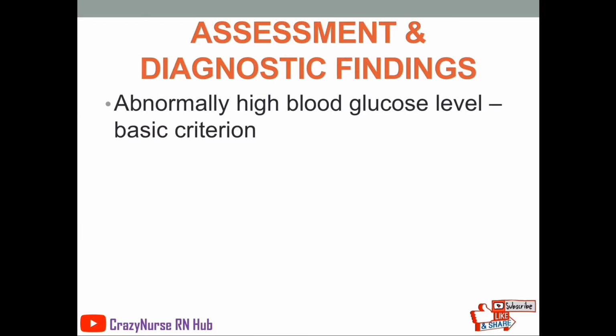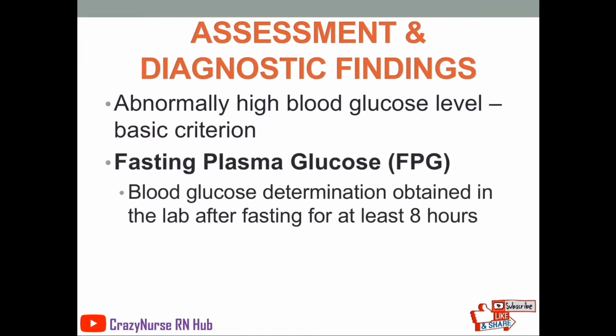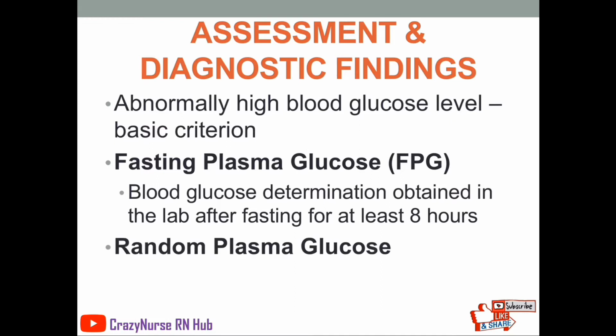For the assessment and diagnostic findings, patients with diabetes have abnormally high blood glucose level, and this is the basic criterion in diagnosing diabetes. We also have fasting plasma glucose. It is a blood glucose determination obtained in the laboratory after fasting for at least 8 hours. We also have random plasma glucose and 2-hour post-load glucose.